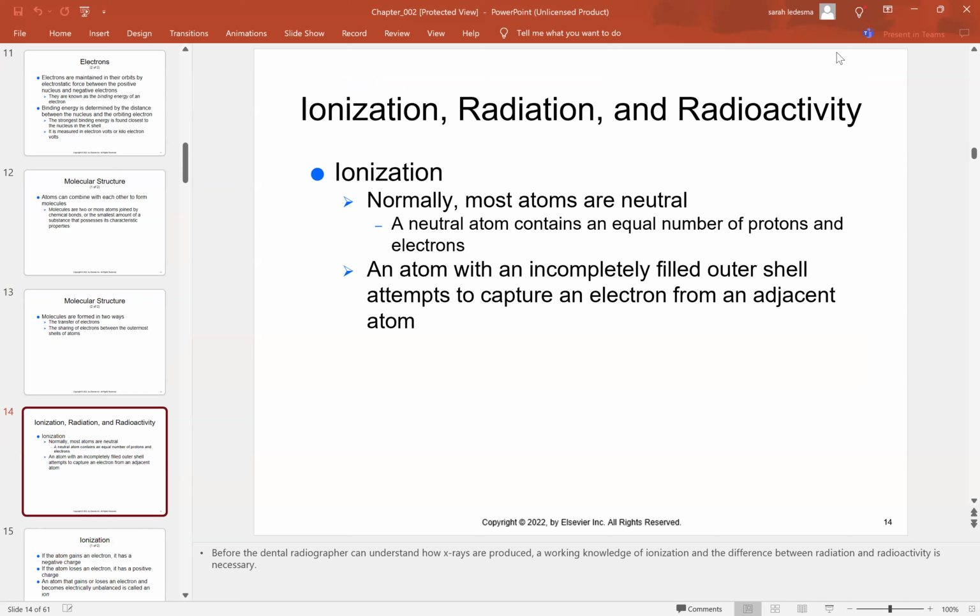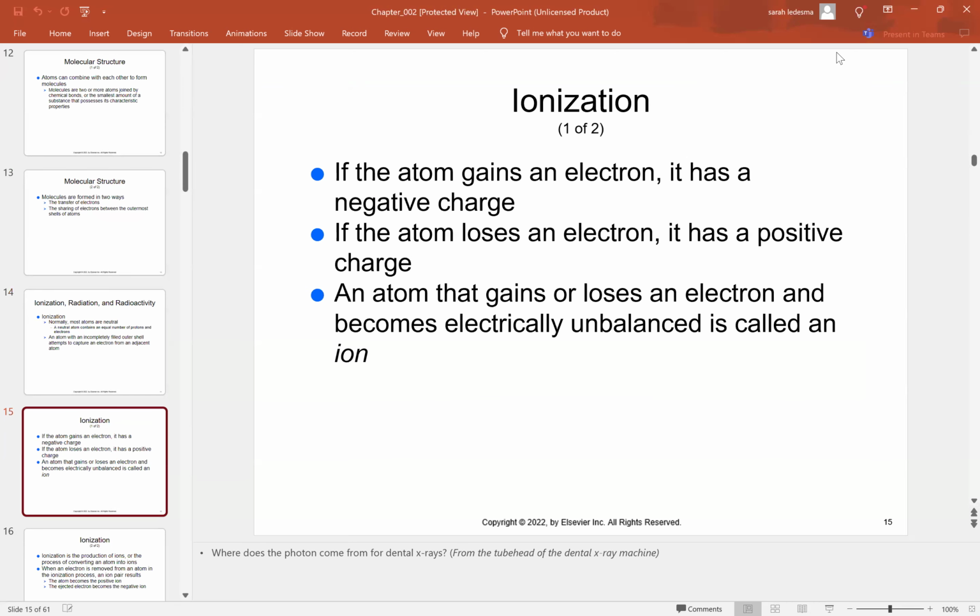Ionization. Normally, most atoms are neutral. Neutral atoms contain an equal number of protons and electrons. An atom with an incompletely filled outer shell attempts to capture an electron from an adjacent atom. If the atom gains an electron, it has a negative charge. If the atom loses an electron, it has a positive charge. An atom that gains or loses an electron and becomes electrically unbalanced is called an ion.